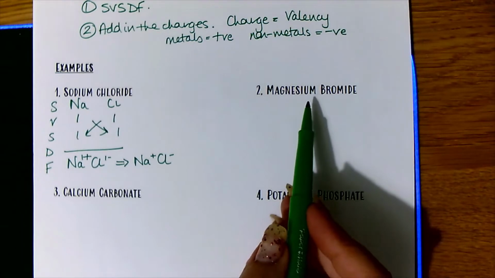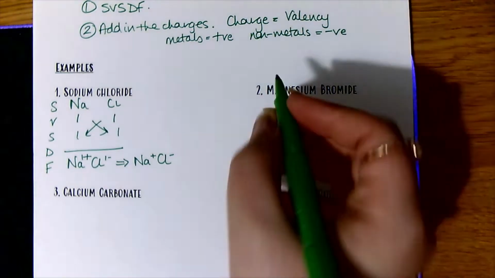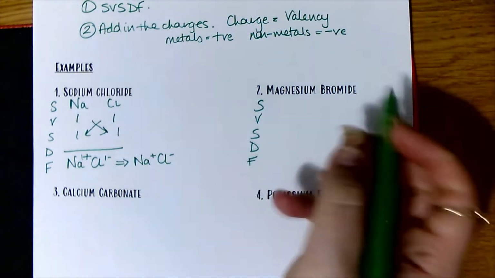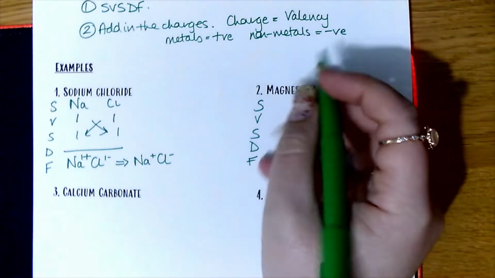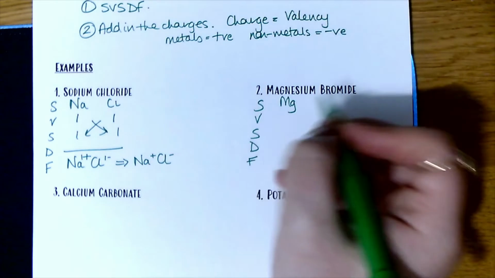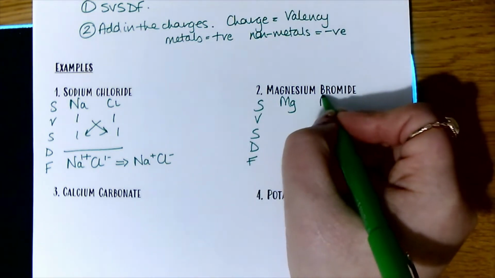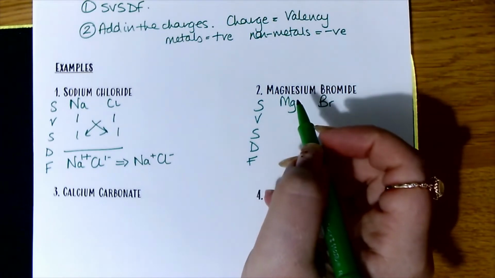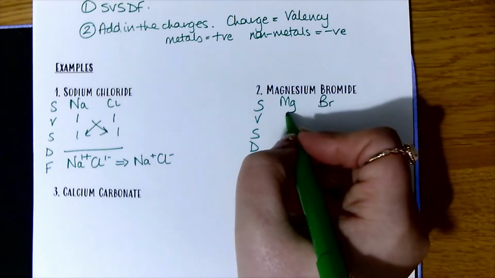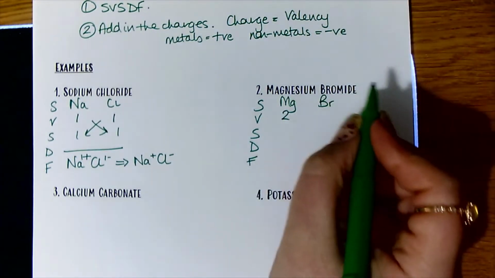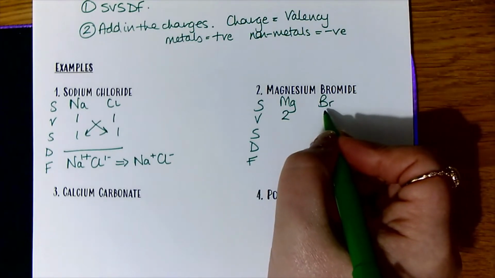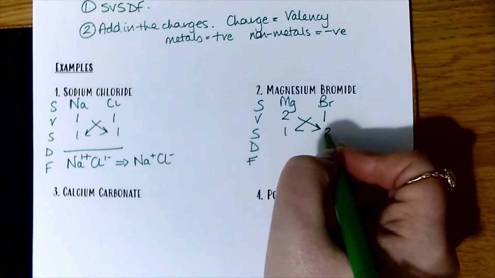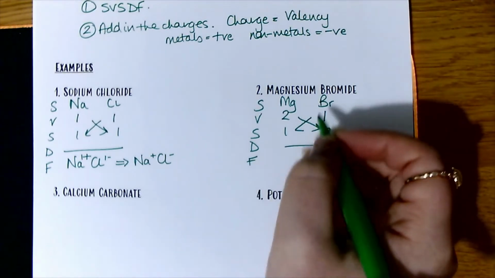Let's move on and look at our second example, magnesium bromide. So again, write out the steps for the valency rules, starting with the symbol. Magnesium is a symbol Mg. Bromine has a symbol Br. Magnesium is in group 2, so it has 2 unpaired electrons, meaning its valency will be 2. Bromine's group 7, so it has 1 unpaired electron, so its valency will be 1. Swap them over. We cannot divide them.